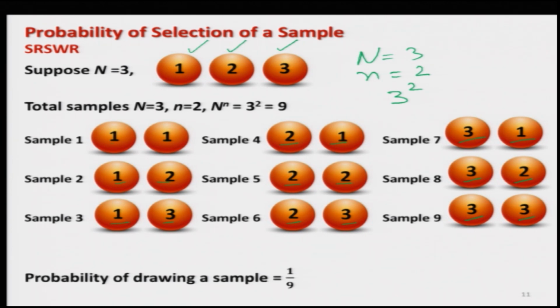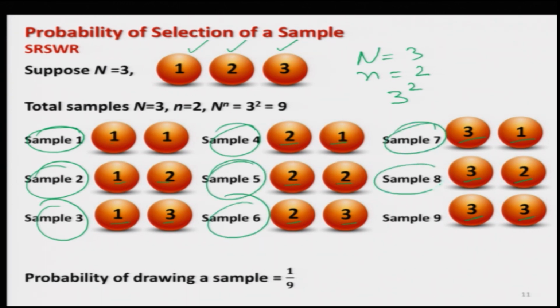So you can see here I have samples 1, 2, 3, 4, 5, 6, 7, 8, 9, and I have to choose one sample out of these 9 samples. So the probability of selecting one sample out of 9 samples, when every sample is equally probable, that means the probability of selection of every unit is the same, it is 1 upon 9, right.